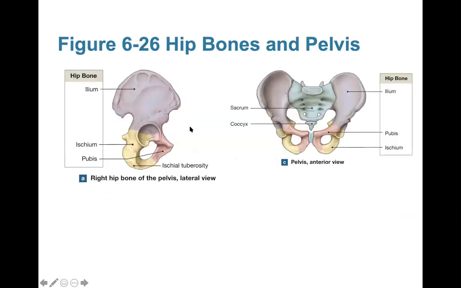So this would be a coxal or hip bone right here. And here we can see this is the ilium portion, here's the ischium, and then here's the pubis. And it's actually the pubis bone that will articulate with the other pubis bone, forming what we call the pubic symphysis. And this is the point of attachment between the 2 hip bones. Each hip bone will also articulate with the sacrum.